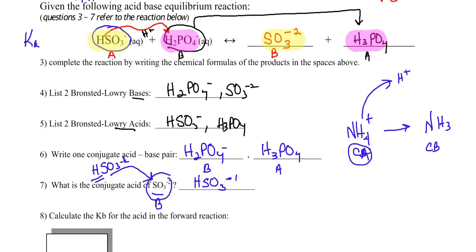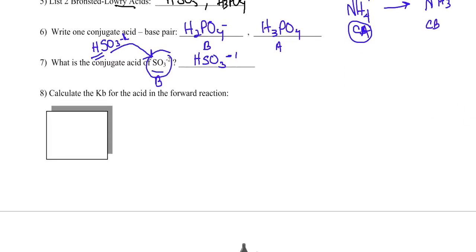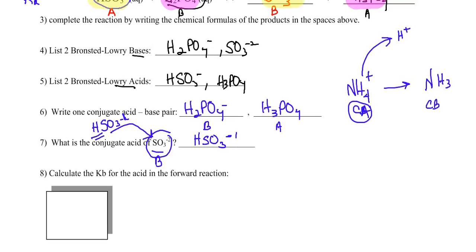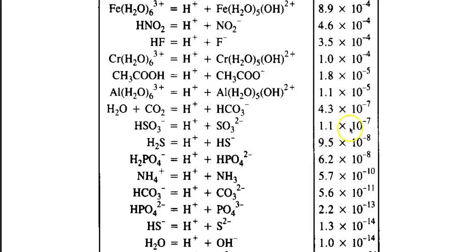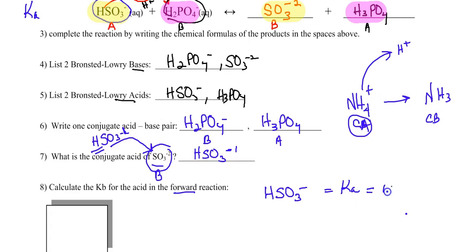Okay, pretty simple. So now calculate the Kb for the acid in the forward direction. The acid in the forward direction was HSO3 negative, and its Ka, let's go get it again because my short-term memory is gone, is 1.1 times 10 to the negative 7. It has no units because it's an equilibrium. Equilibrium is a dimensionless value.